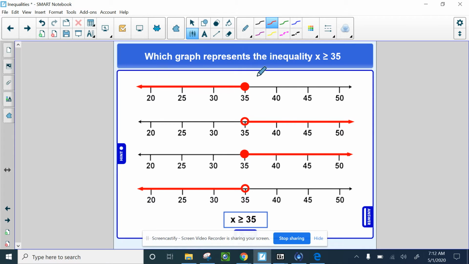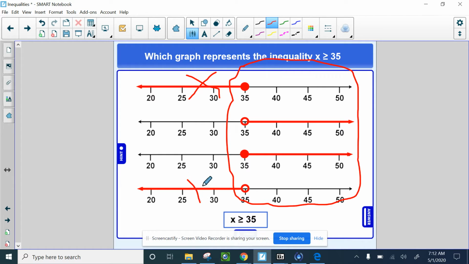So I look over here, my numbers that are bigger than 35 are going to be all of the numbers over on the right side of my number line. Numbers that are greater than 35 would be a number like 40, 45, and 50. So I want graphs that have my arrow going in that direction. So I know my first graph and my bottom graph are not going to be the correct answer for graphing this inequality.